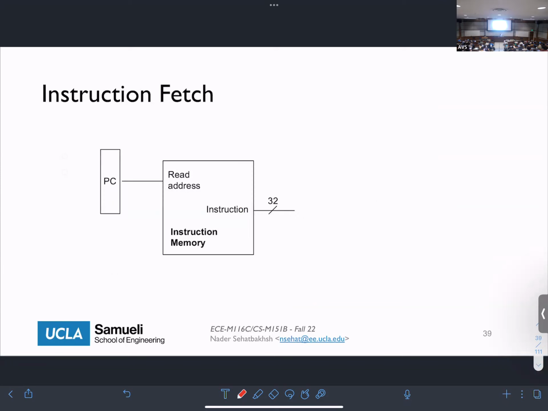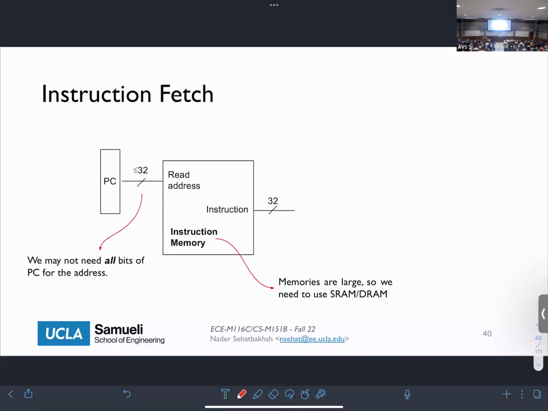Okay. So now let's go back to our instruction fetch. Now we understand how the process of reading works. To give you an idea of how this works, this instruction memory needs to be large, so we cannot use it as a register file. We need to use it as an SRAM or a DRAM. We typically use an SRAM for our instruction memory because we need to be fast enough. So when we're talking about instruction memory, we usually talk about an SRAM.